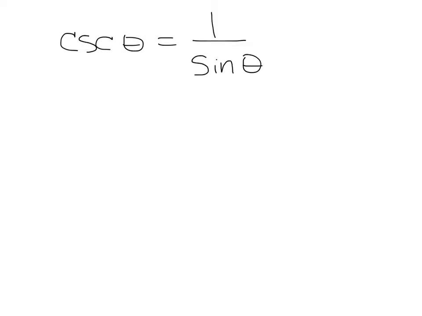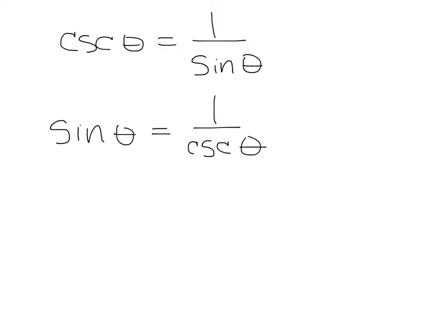Let's agree that the cosecant of an angle is equivalent to 1 over the sine of that angle. This is true for all 6 trig functions. So we could also write that the sine of theta is equal to 1 over the cosecant of theta. These are called our reciprocal identities.